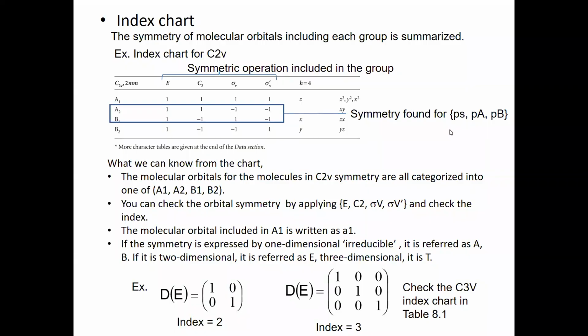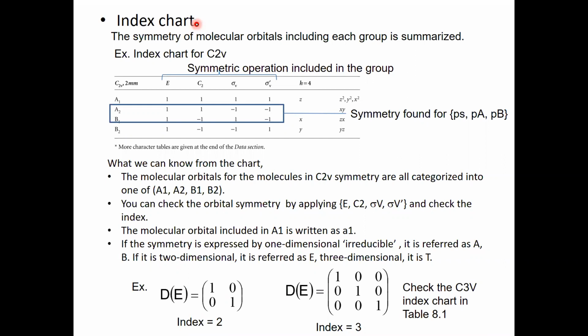And the easiest way to understand what kind of symmetry each molecular orbital has is given by the index chart, which is a summary of the symmetry of molecules categorized in each group. And this index chart is a summary of the symmetry of not only the molecular structure, but also the molecular orbitals included in the molecule.